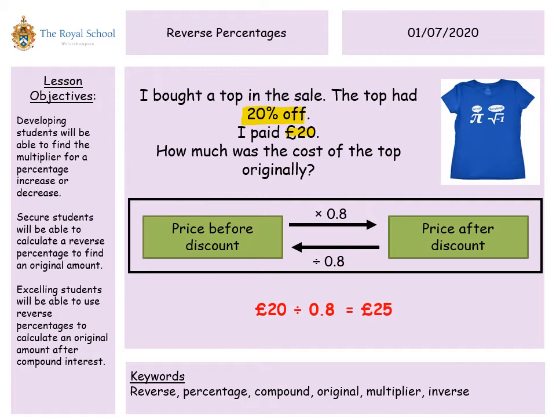You must decide what the multiplier was in the original calculation so that you can reverse it. Do not fall into that trap of finding 20% of the sale price, and then trying to add that back on. It will not give you the same answer.